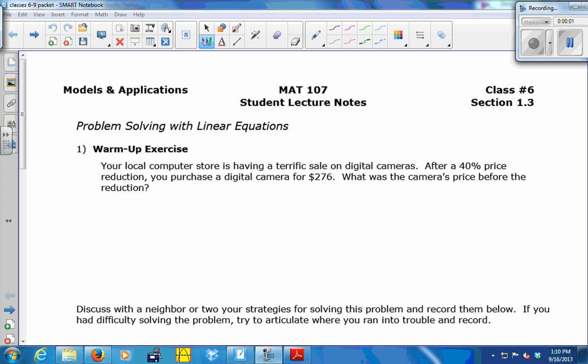So your local computer store is having a terrific sale on digital cameras, 40% off. After the 40% reduction, you purchased your digital camera for $276. Okay, so what was the camera's price before the reduction?